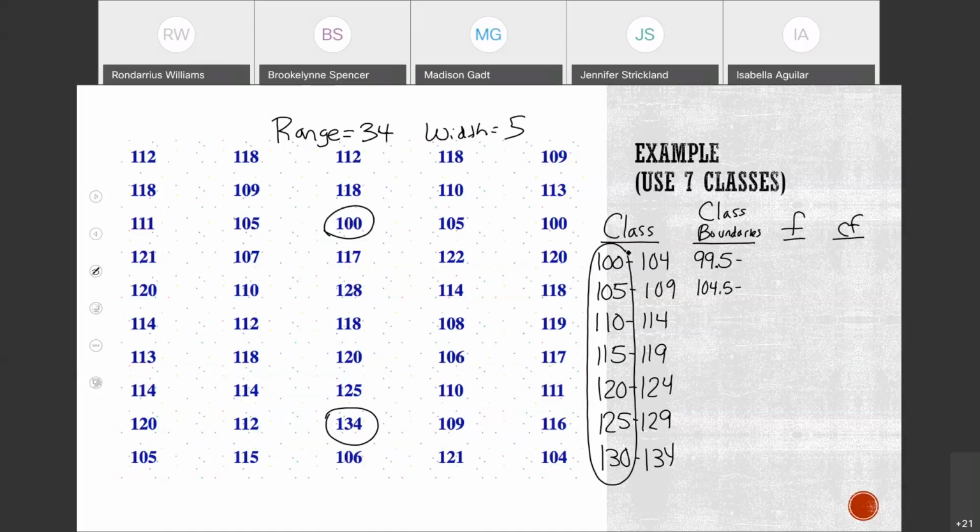109, and it has to end in a 0.5, so 109.5. Okay, what's a little bit less than the 115? 114.5, good. Okay, what comes next? 119.5. Then 124.5. Good. And 129.5. All right, so those are all the numbers that would round up into the class.